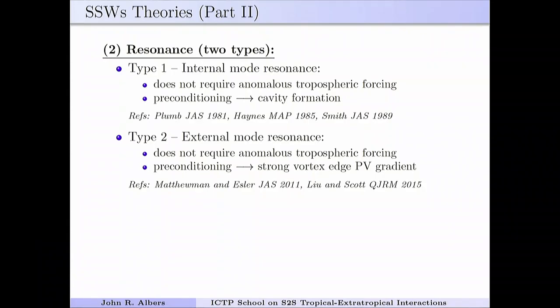There are two types of resonance: internal mode resonance and external mode resonance. The big thing to take away here is that there are different notions of how the warming is triggered. In particular, in a resonant framework, you do not need an anomalous amount of wave activity. This is an internal nonlinear dynamic of the stratosphere-troposphere coupled system, but the big story is you don't need a huge blocking event in the troposphere to drive wave activity. Likewise, preconditioning can mean something very different, or at least the interpretation of what the PV gradient looks like can mean something very different.